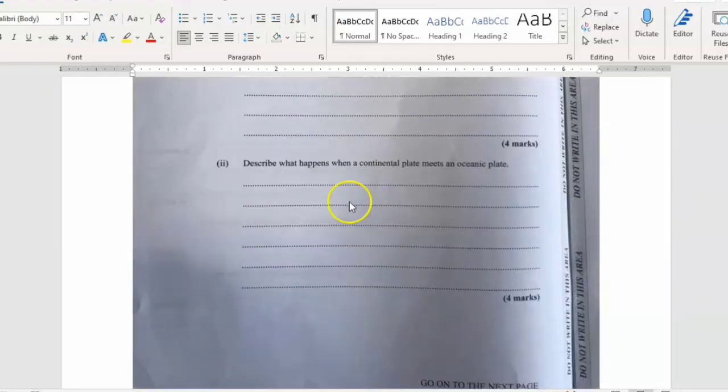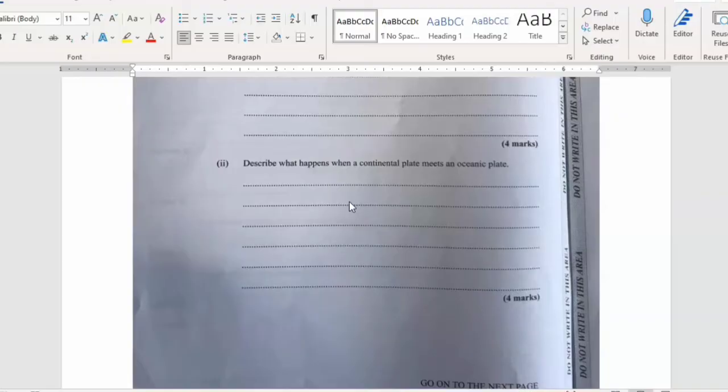Part 2 of the question asks us to describe what happens when a continental plate meets an oceanic plate. At convergent plate boundaries, you have two plates coming towards each other. When a continental and an oceanic plate meet, the continental crust or plate will float over the oceanic plate, while the oceanic crust will subduct into the mantle, where the extremely high temperature will force the oceanic crust to melt and turn to magma.